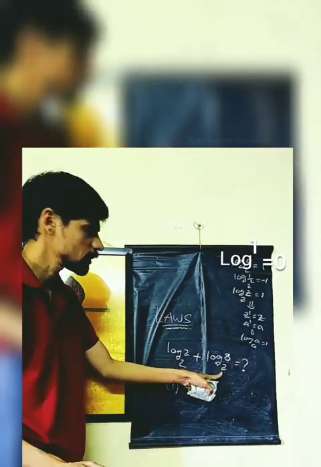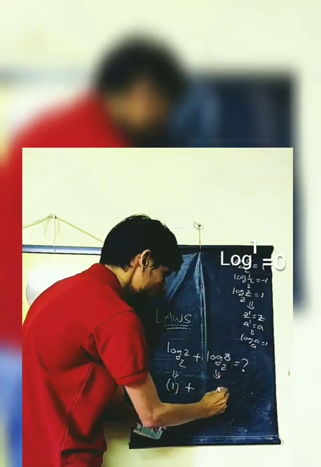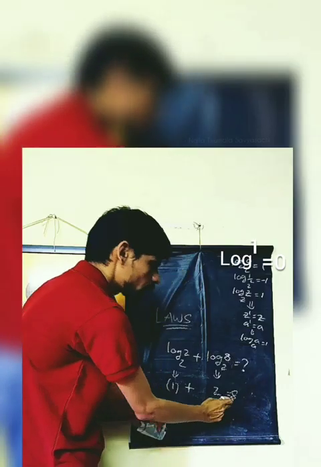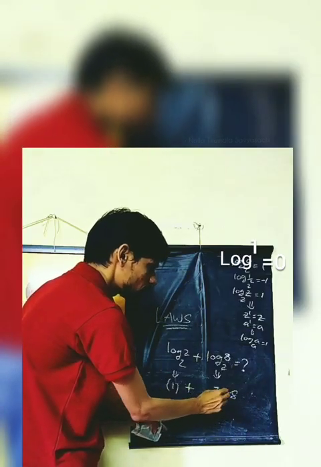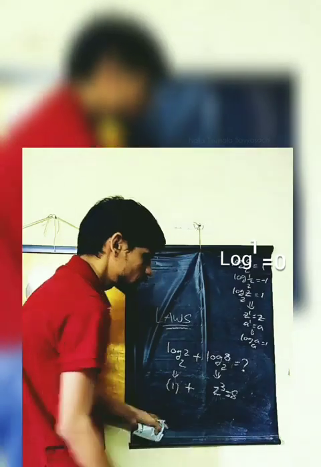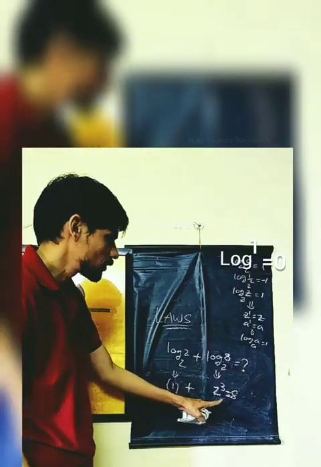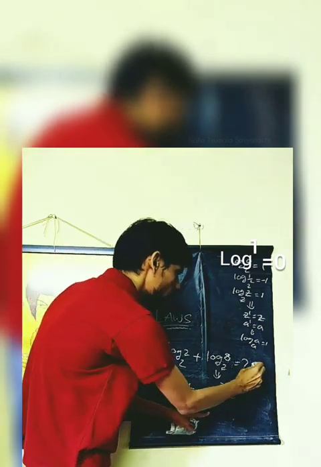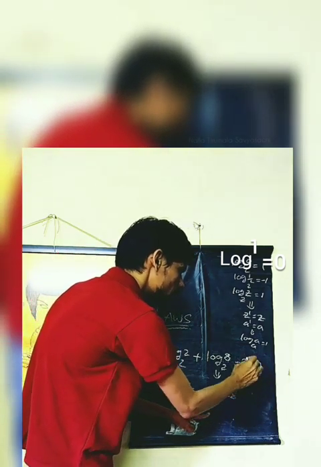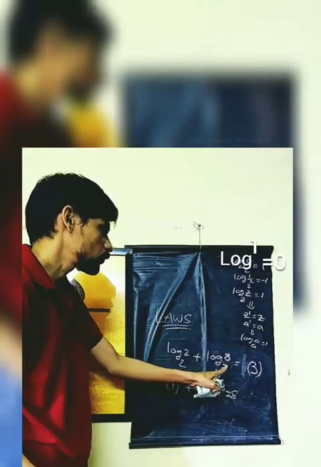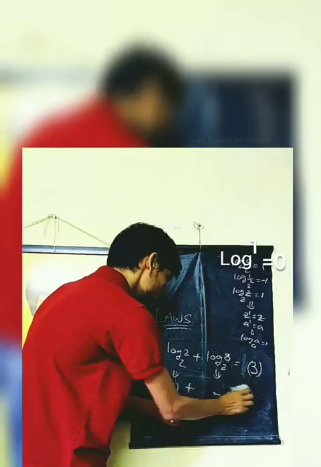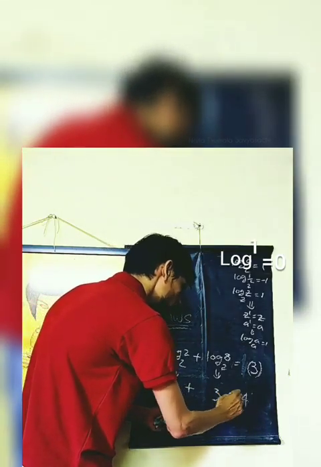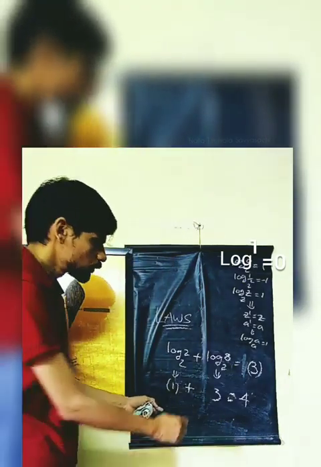Log 2 power 8, what is the value? How can you represent this one? My base is 2, so my output is 8. To become the output, how many times do I need to double? 3 times, right? 3 times I need to double. So here 2 power 3 equals 8. So my question mark will become 3, right? So now log 2 power 8 equals 3, right? So here we got 1 and here 3. So 1 plus 3 should be 4, right?